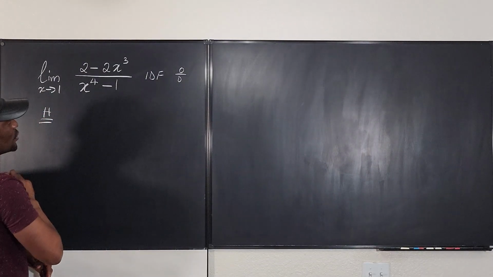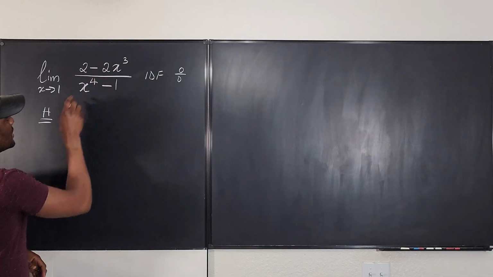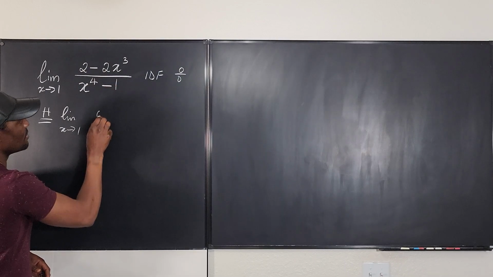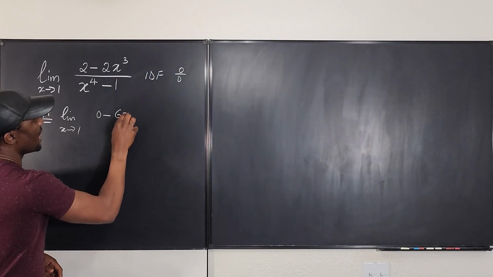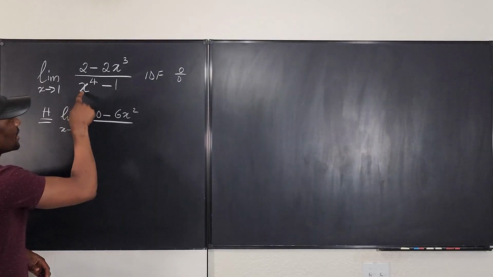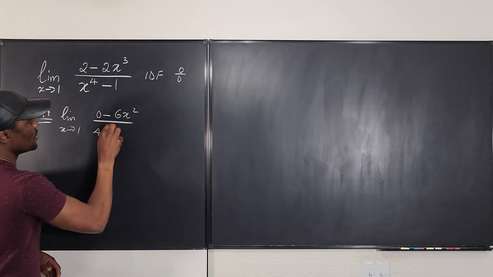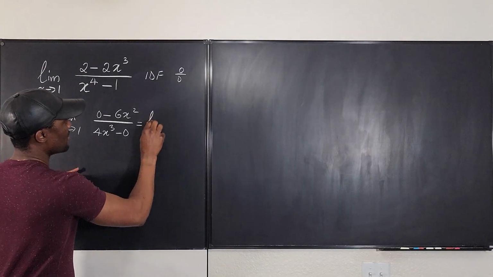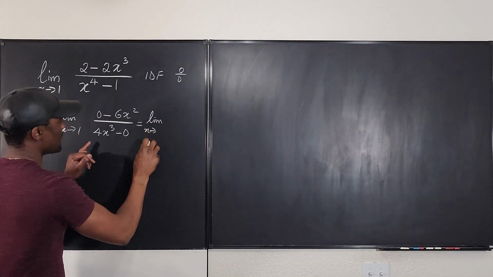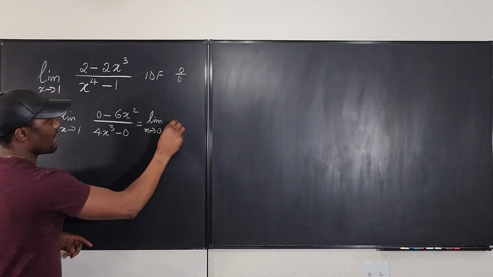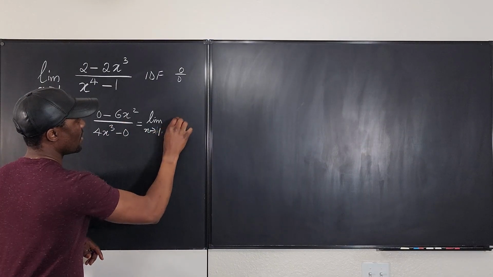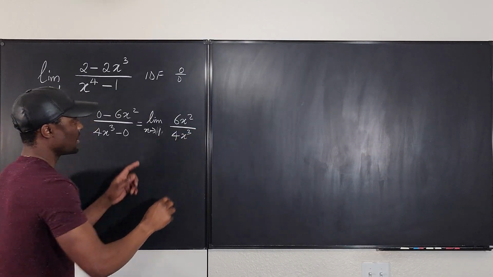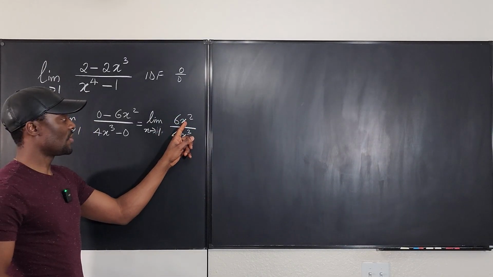If we apply L'Hopital's rule, because of this situation, 0 over 0, we take the limit as x goes to 1. If you take the derivative of the top, it's going to be 0 minus 6x squared over, take the derivative of the bottom, it's going to be 4x cubed minus 0. So you're going to have the limit as x goes to 1 of 6x squared over 4x cubed. Well, let's plug in 1.